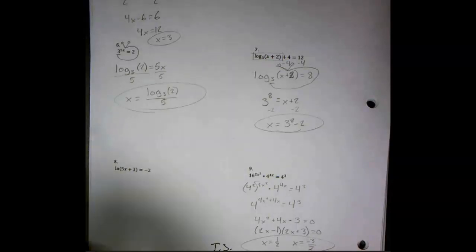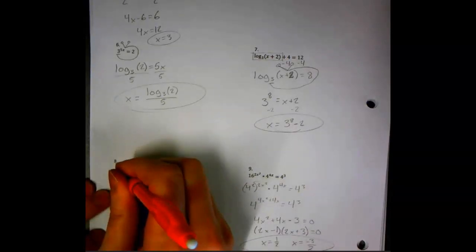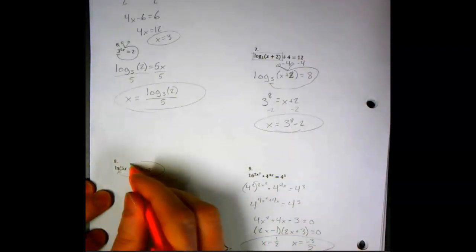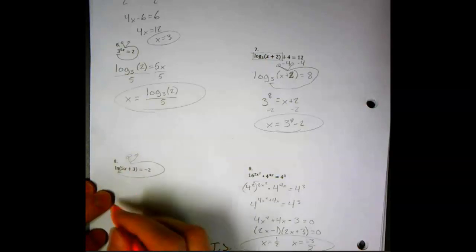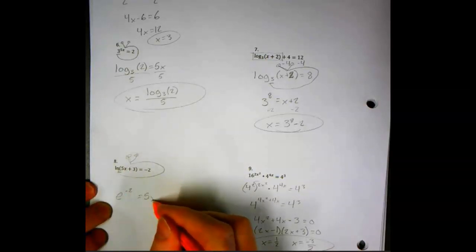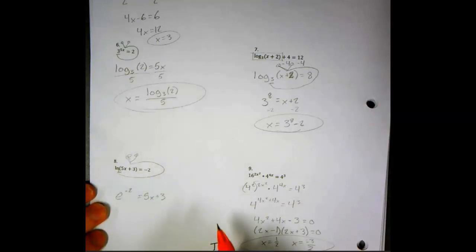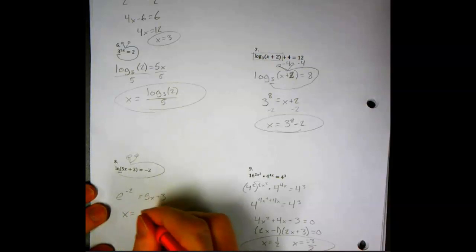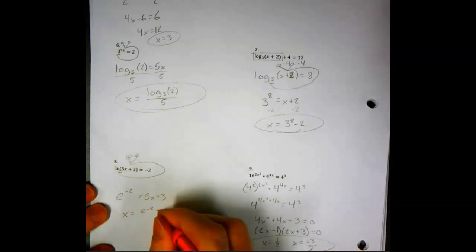For problem 8, you have to remember that that natural log has that invisible e as its base. So when we do our snail, we'll have e to the negative 2 equals 5x plus 3. When we subtract the 3, divide by 5, we have x equals (e to the negative 2 minus 3) over 5.